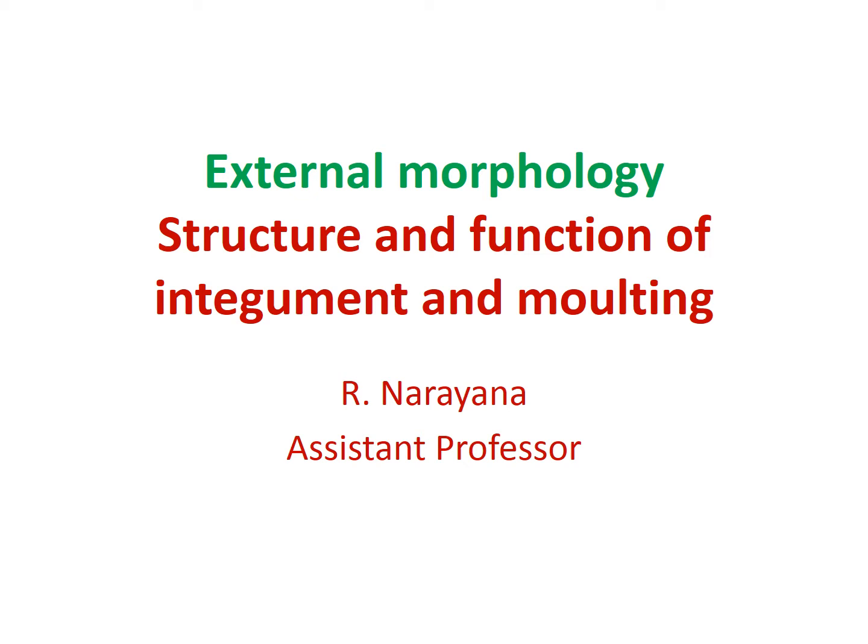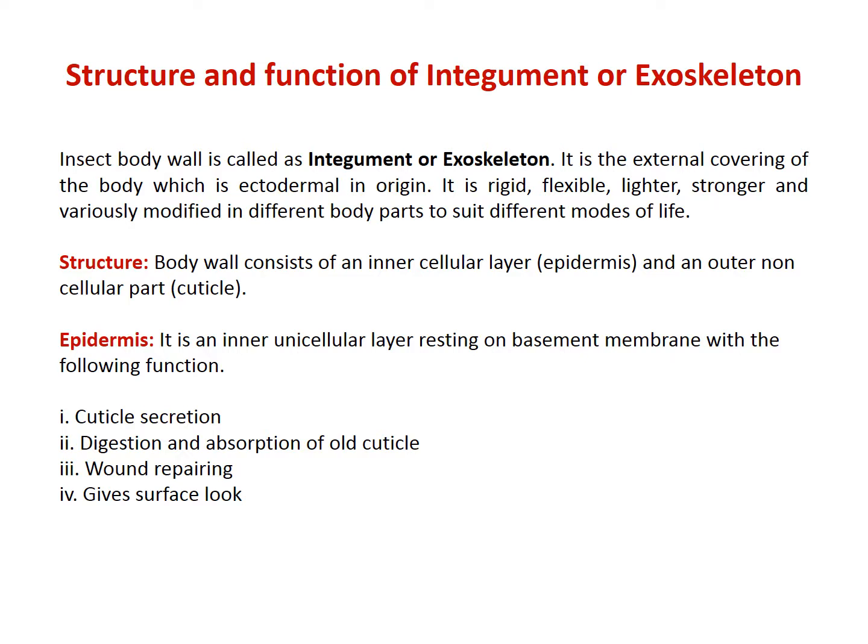The next chapter deals with the external morphology, that is the structure and functions of integument and molting. Coming to the structure and function of integument, the integument is the outer covering of an insect and it is also called the exoskeleton. Insect body wall is called integument or exoskeleton. It is the external covering of the body, which is ectodermal in origin.